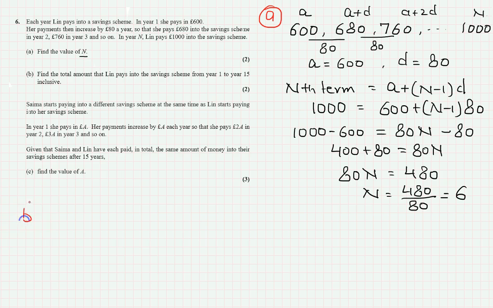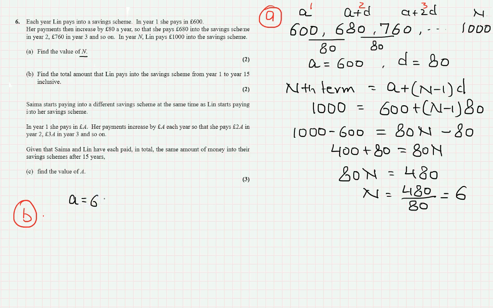Part B is, find the amount that Len pays into the savings scheme from year 1 to year 15. This increased by year: this is the first year, this is the second year, third year, fourth year, and we have to find the 15th year.